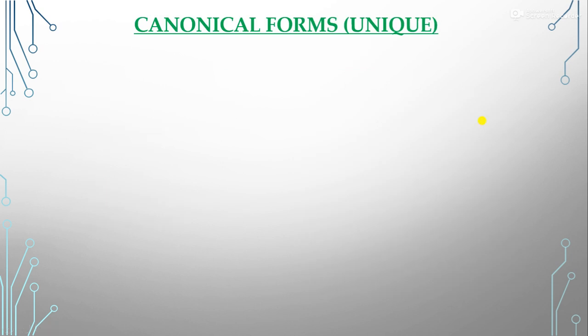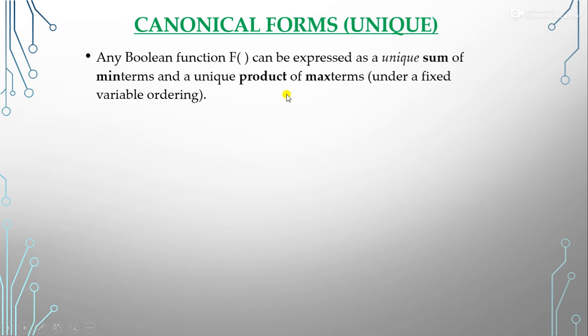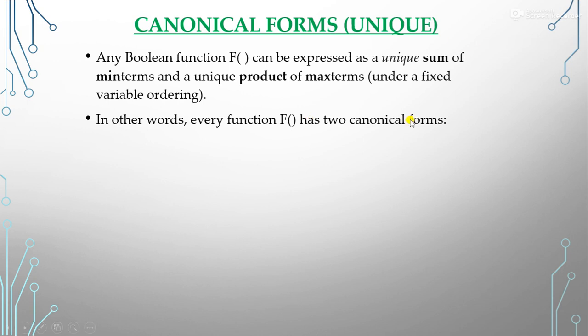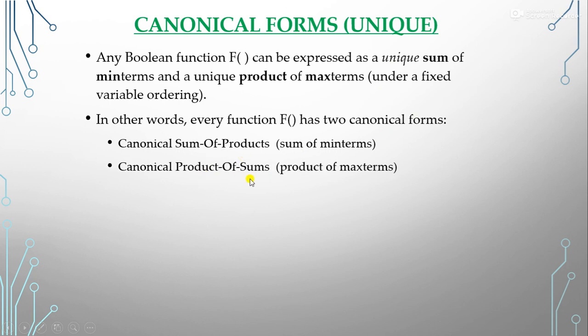Now, canonical forms. So what are the canonical forms? Actually, this is the unique form, that is the canonical form. A Boolean function can be expressed as a unique sum of min terms and a unique product of max terms. So unique means the sum of min terms is unique, and the product of max terms is also unique. That is what we call the canonical forms. So every function has two canonical forms. First is the canonical sum of products, or SOP, and the canonical product of sums, POS.